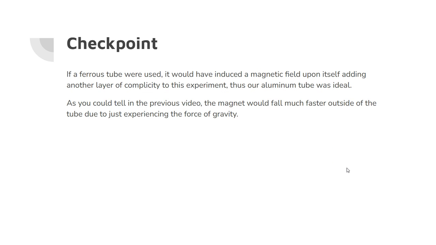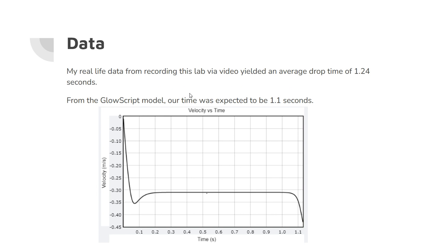Okay, as a quick checkpoint, let's think about our results and what they could look like on a broader scale. If we used a ferrous tube, it could have induced a magnetic field upon itself, and that would add another layer of complexity, another layer of formulas, and that's the last thing we want on our last lab. So to reduce this complexity, our aluminum tube was a fine setup for this lab. As you can tell by the previous video, the magnet would fall much faster outside of the tube because it's just experiencing gravity rather than the change in the magnetic field that it would experience within the tube.